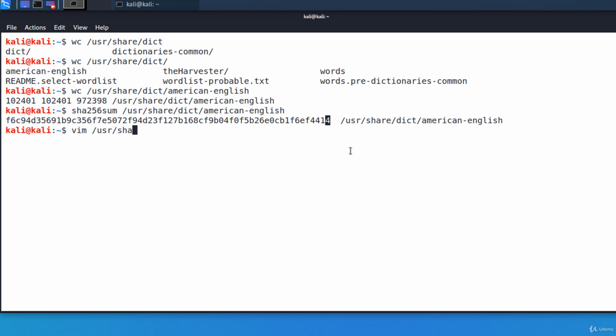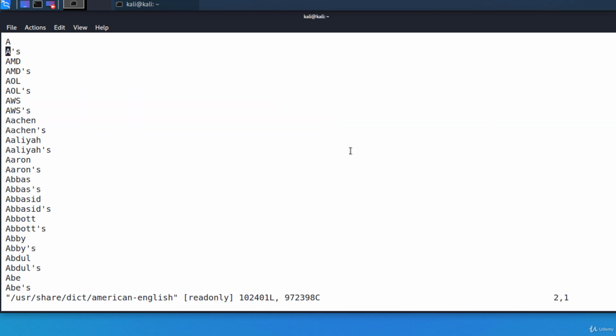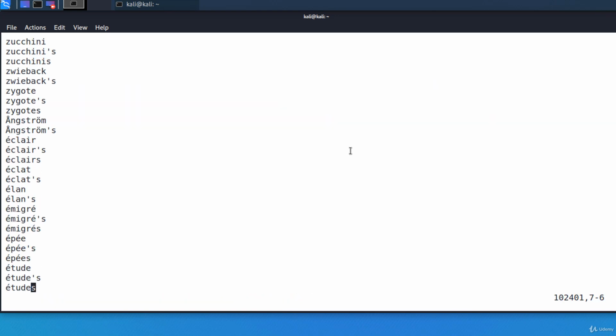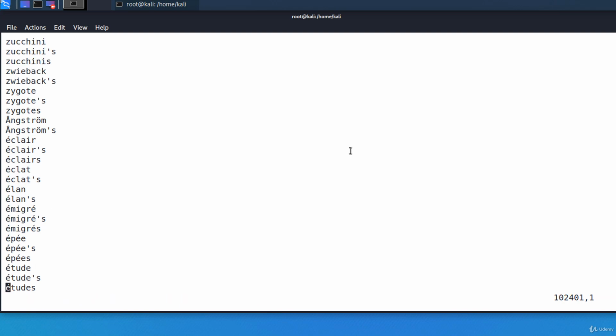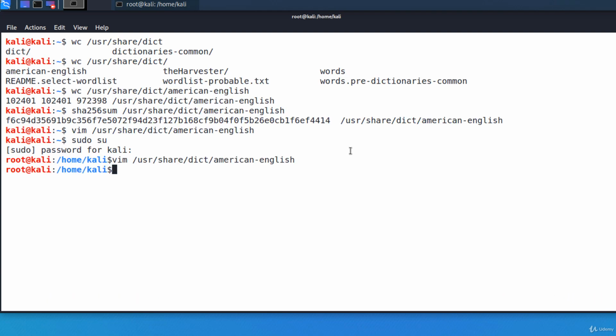I'm opening the file using Vim, and at the end of the file, I'll add a white space. Okay, and I'm saving the file. Okay, I must be root in order to be able to edit the file. No problem, it's very easy. So at the end, I'm adding a white space, and I'm saving the file.